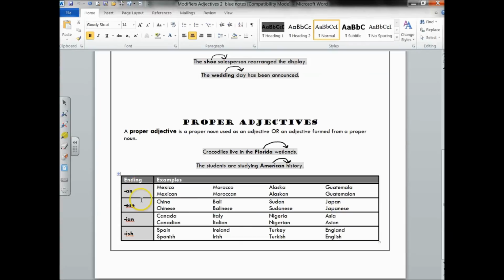There are several ways of making proper adjectives. You can add AN, such as Mexico to Mexican, Morocco to Moroccan, Alaska to Alaskan. ESE, China to Chinese. IAN, Canada to Canadian. ISH, Spain to Spanish. So these are all examples of ways to change a proper noun into a proper adjective. So you should recognize these as adjectives in a sentence, and they should always be capitalized when you are writing them yourself.